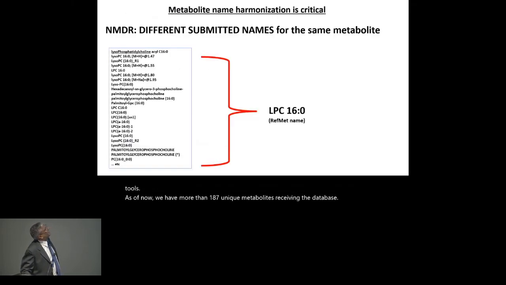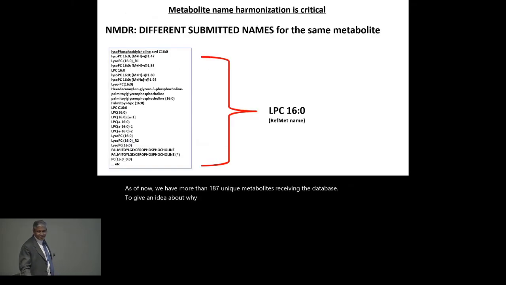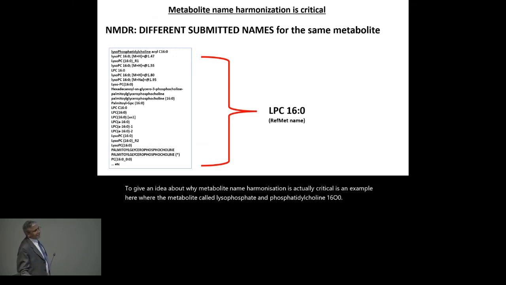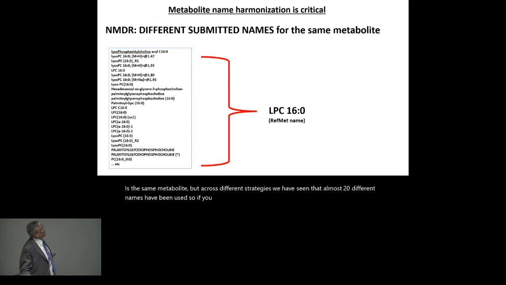To give an idea about why metabolite name harmonization is critical, here is an example where the metabolite called lysophosphatidylcholine 16:0 is the same metabolite, but across different studies, we have seen that almost 20 different names have been used. So if you want to do any cross comparison across the studies or possibly with other databases, it's really critical that we use a unified nomenclature for these metabolites.